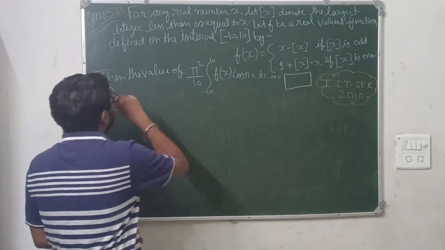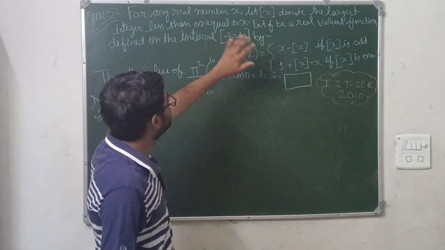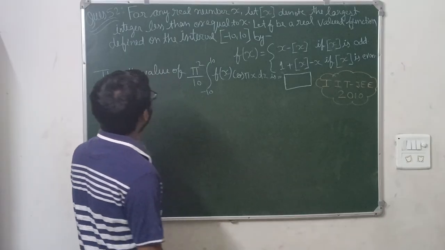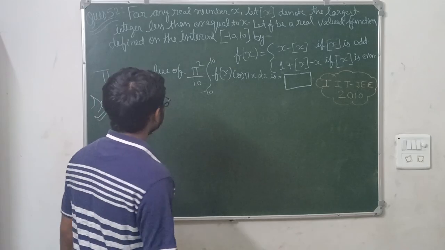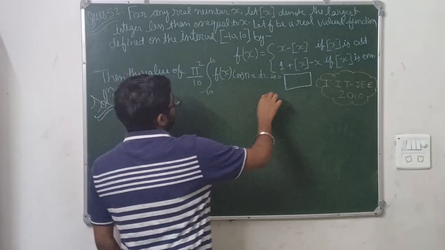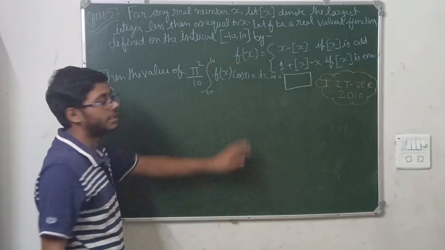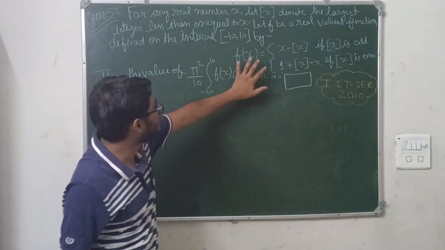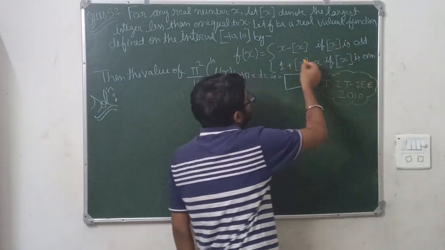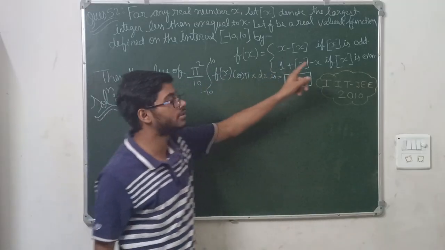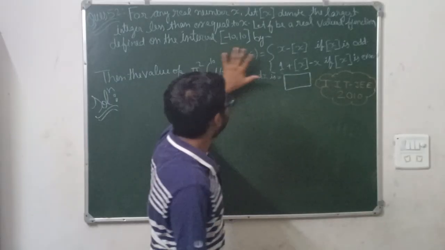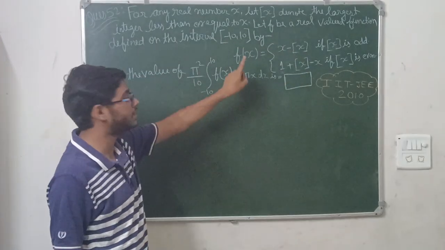The question is saying: for any real number x, let the greatest integer of x be less than or equal to x, and let f be a real valued function defined on the interval -10 to 10. You need to tell the value of this integral, pi square by 10 times the integral from -10 to 10 of f(x) cos(n pi x) dx. The function f(x) is x minus box of x if the greatest integer of x is odd, and 1 plus box of x minus x if the greatest integer of x is even. First of all, you need to simplify this f(x) function.